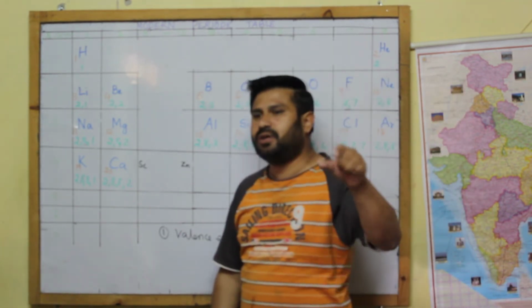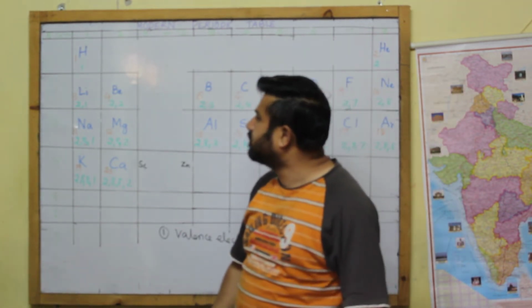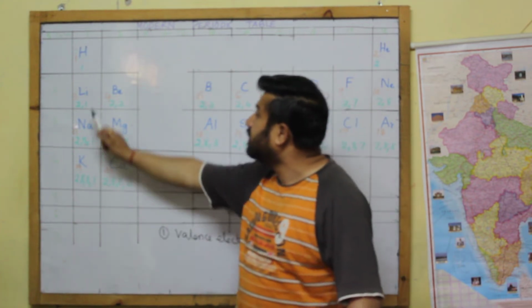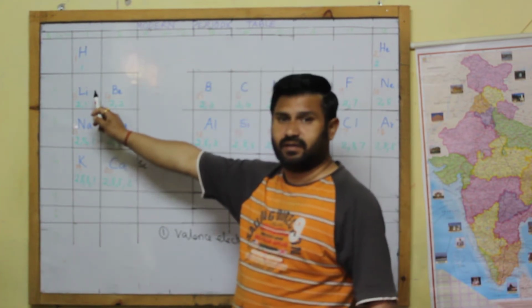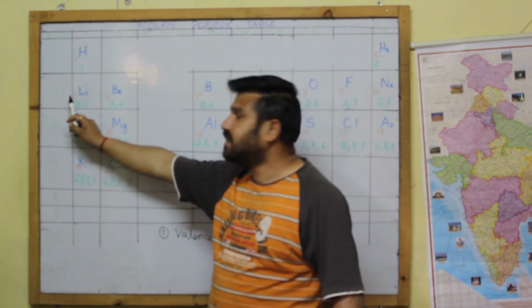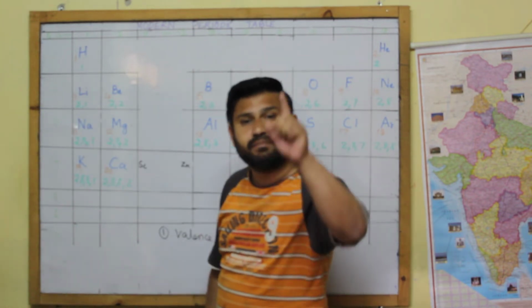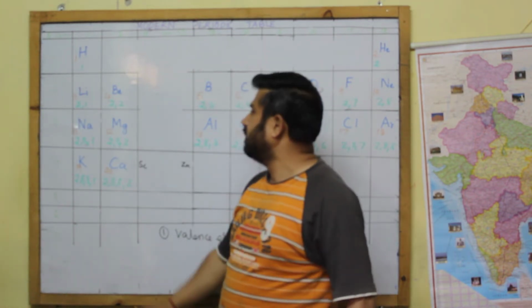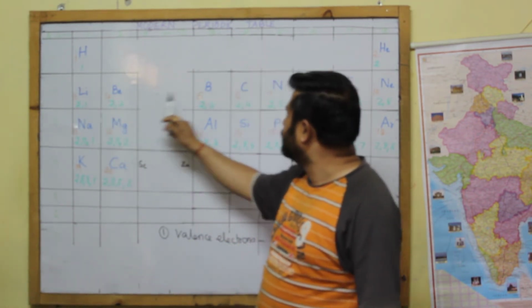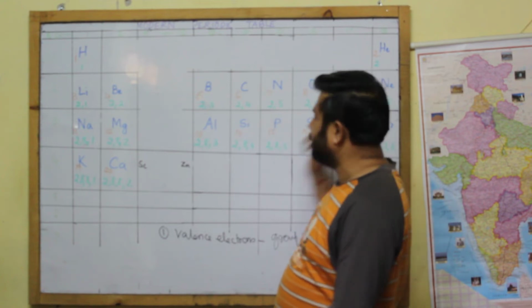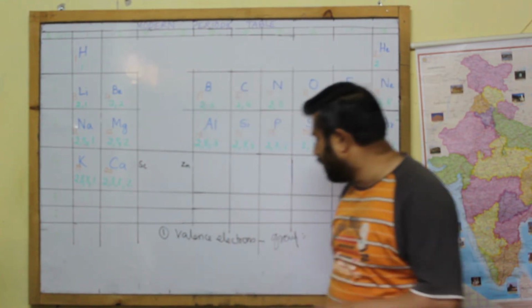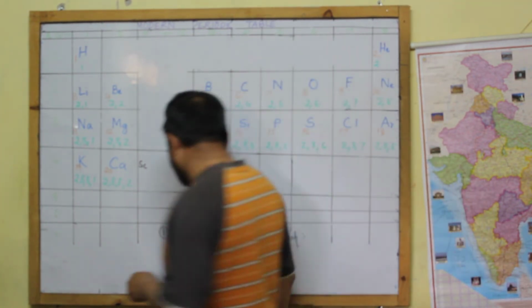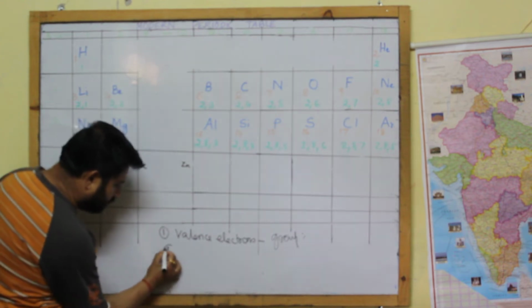So what we actually observe is that the valence electron in a period, as you move from left to right, increases by 1. So this becomes 1, 2, 3, 4, 5, 6, 7, 8. So this is all about our valence electrons. Let's talk about the valency.